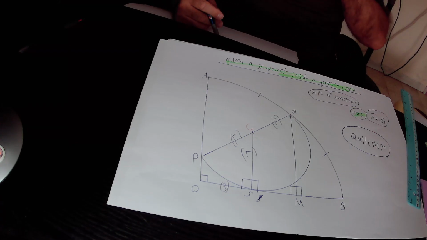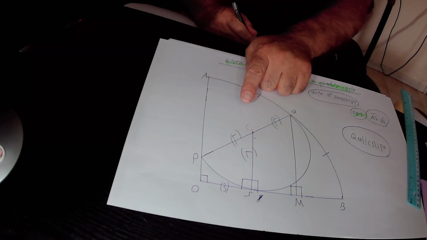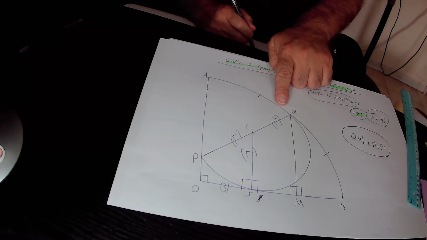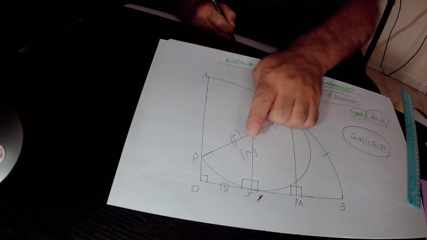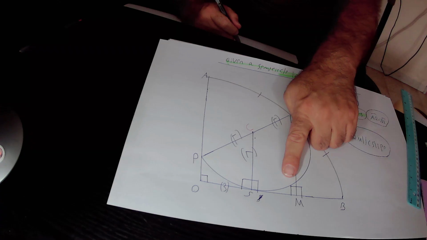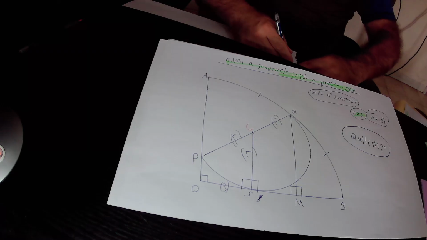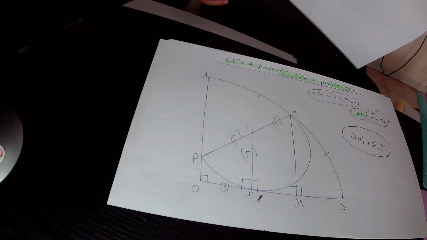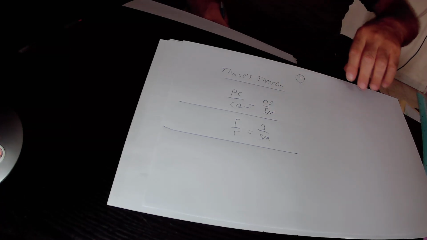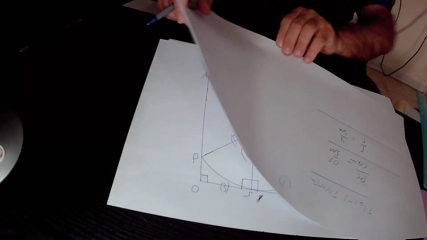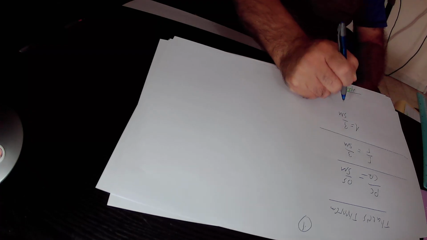So here PC is R over CQ is also R, and that equals OS, which is 3 according to what is given in the question, over SM. SM is the missing side. So in total, according to the theorem, the following equation is true: R over R equals 3 over SM. R over R is 1. So 1 equals 3 over SM.